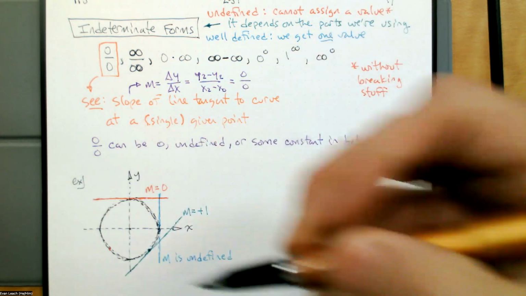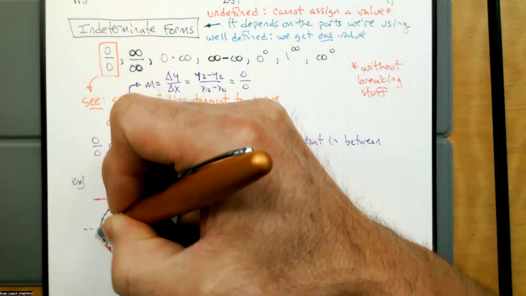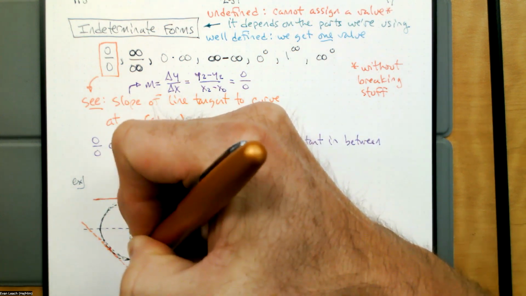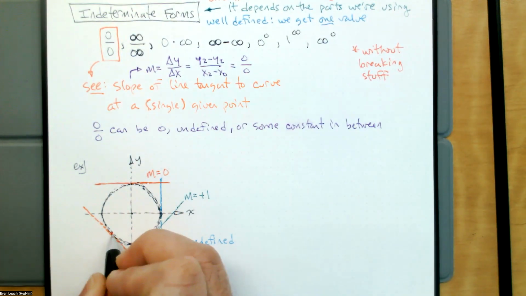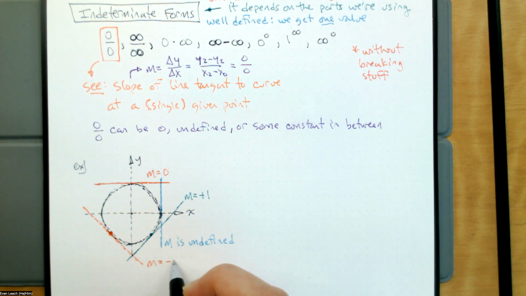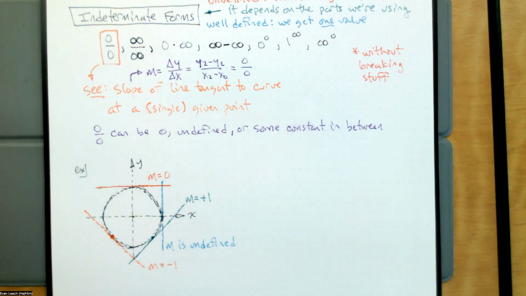Here, at this point, slope is negative 1. So in that case, 0 divided by 0 is negative 1, which is weird because the zeros don't have any signs. But apparently we've got a positive 0 over a negative 0. So it worked out to be negative 1. Any questions? How's that, okay?